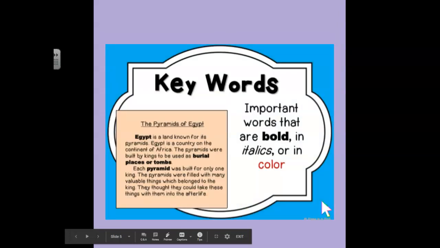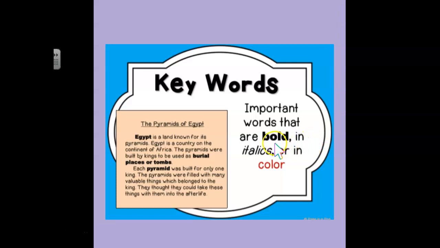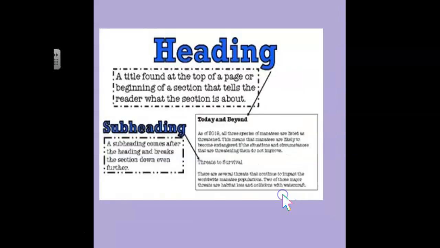All right, your keywords, those are your most important words. The author changes the print so that you pay attention to them. You know they're important words. They can be bolded, which is dark print, like you see here. They can be italicized, which means slanted. They can be colored, a different color to stand out, or they can be highlighted.